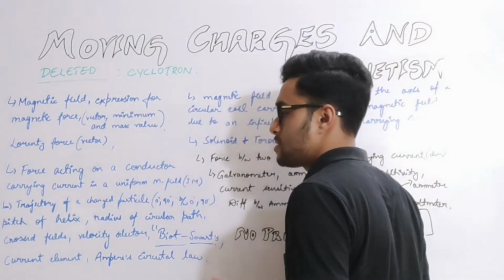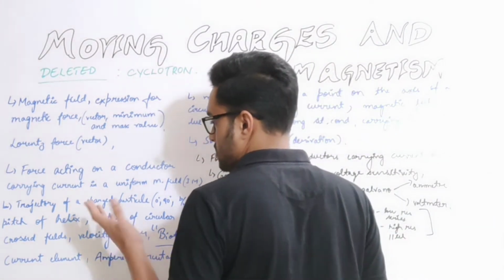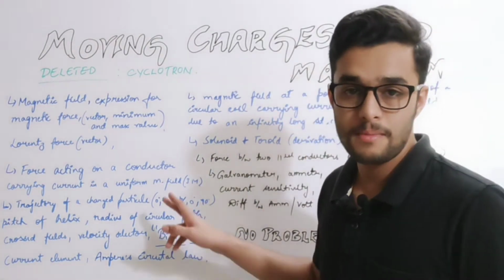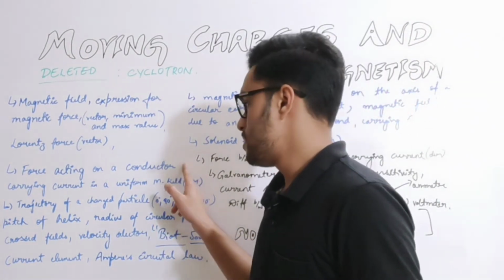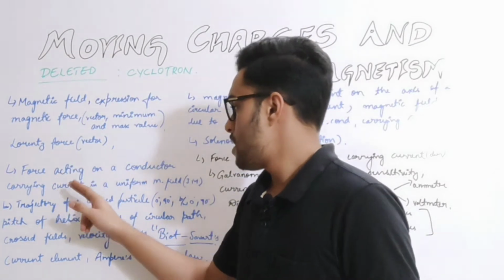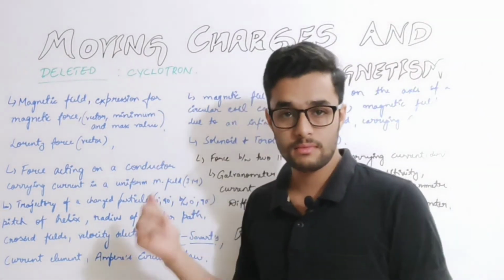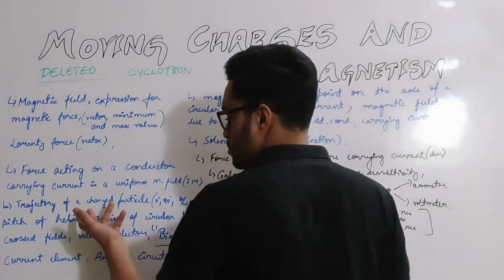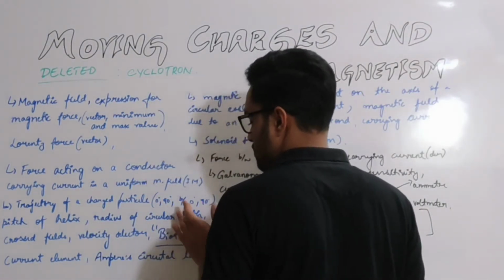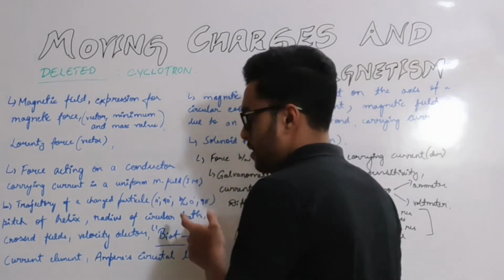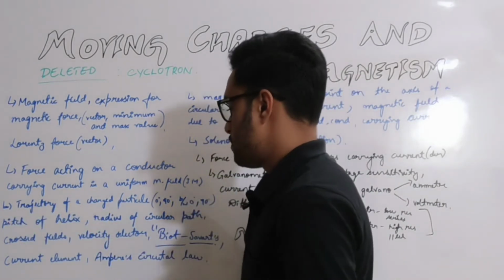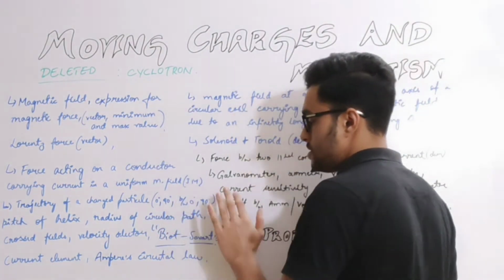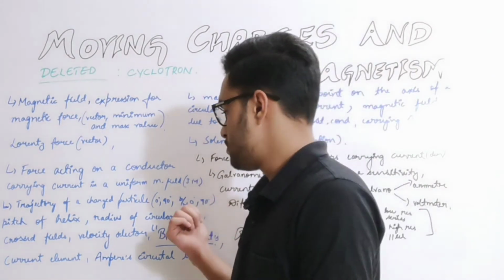Coming to the 3 marks part, you might get questions such as force acting on a conductor carrying current in a uniform magnetic field. It is the first important 3 marks derivation, so you should be aware of it. Usually it is very easy, and there is a greater probability of this question being asked. Next, the trajectory of a charged particle. It is also a very easy question. You should know what path the charged particle will follow if it travels at 0 degrees, 90 degrees, or between 0 and 90 degrees. You should be aware of this question also.